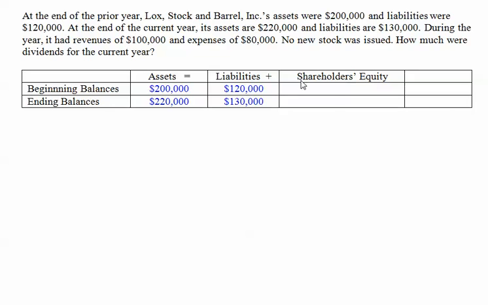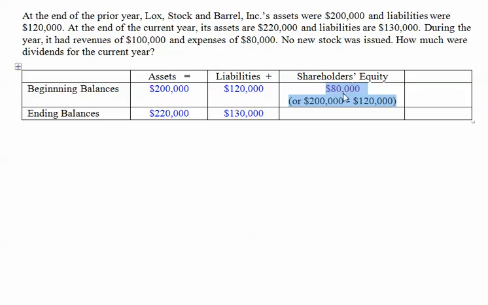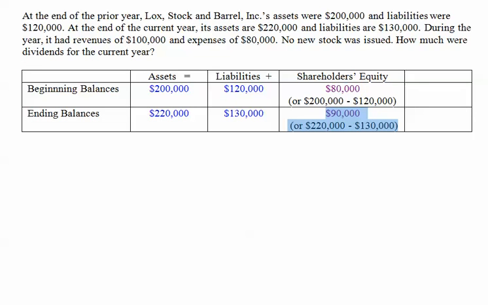I hope you can see that shareholders' equity can be determined because we know the accounting equation has to balance. In other words, you take all of the assets, pay off your creditors, what's left is the owners. So we can calculate the beginning and ending shareholders' equity. The beginning was 80,000. Again, you're just taking your assets minus your liabilities to get shareholders' equity at the beginning of the year, and then we can do the same for the end of the year.